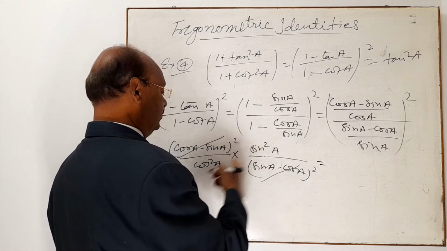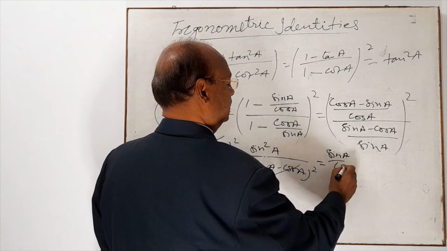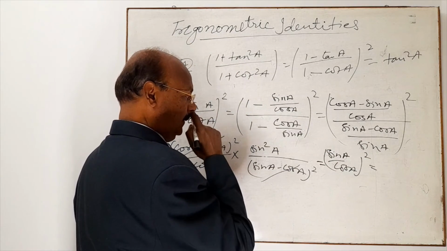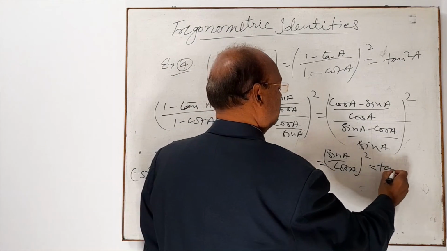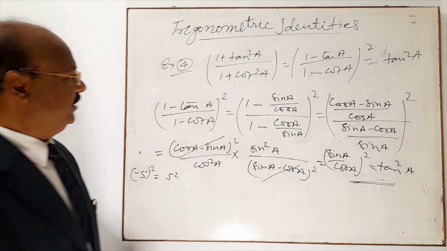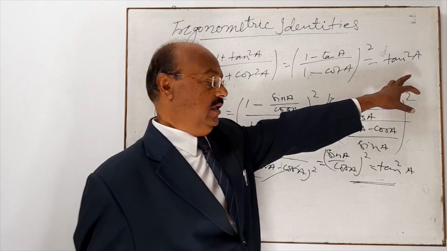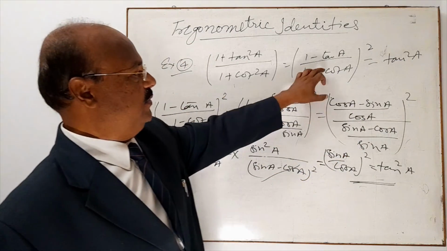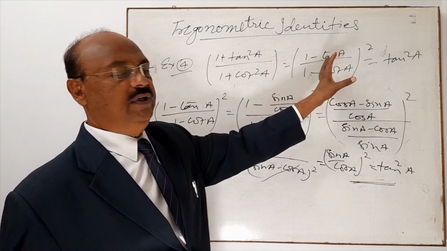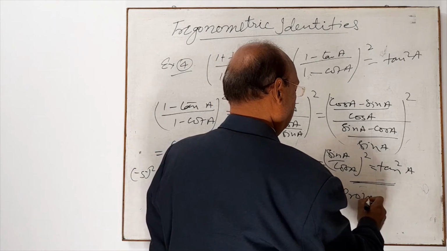Here we are getting sin²A/cos²A, which we can write as (sin A/cos A) whole square, and sin A by cos A is tan A. So this is tan²A. Proved. So in the first part, we have shown that this much is equal to tan²A, and in the second part we are showing this much is equal to tan²A. So this identity, this result, has been established. So we have already proved it.